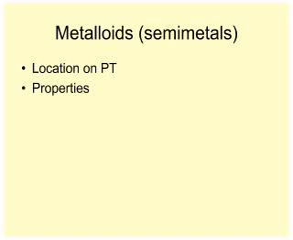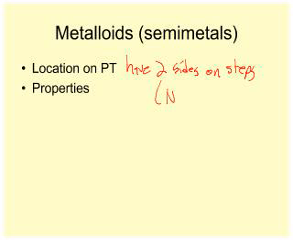Metalloids are the semi-metals. Location on the periodic table: they have two sides on the steps. The exception to this is aluminum. If you didn't know aluminum was a metal, shame on you.